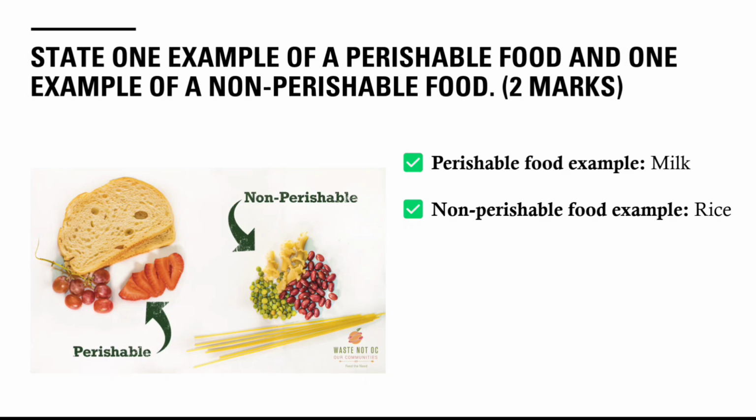All right, moving right along, and as you can see there, we have some additional examples in the image. All right, so non-perishable can be pasta, peas, anything that can be stored at room temperature, right? While fruits, bread, meat, dairy products, all of those are examples of perishable foods.